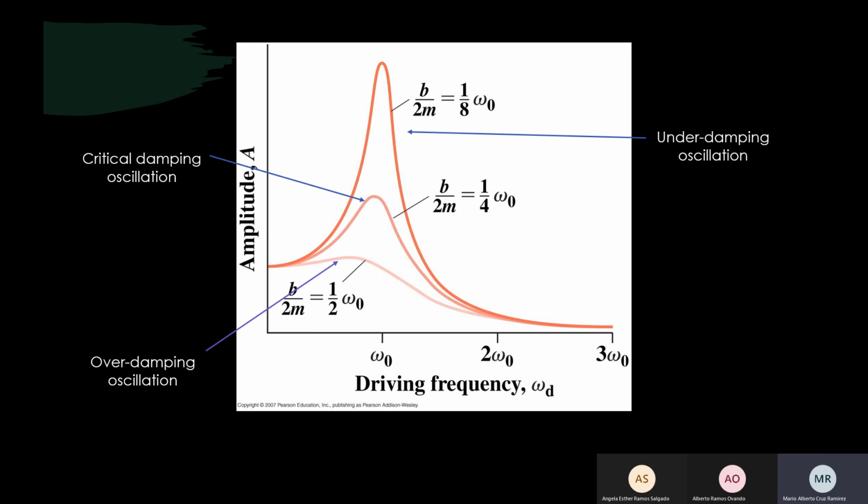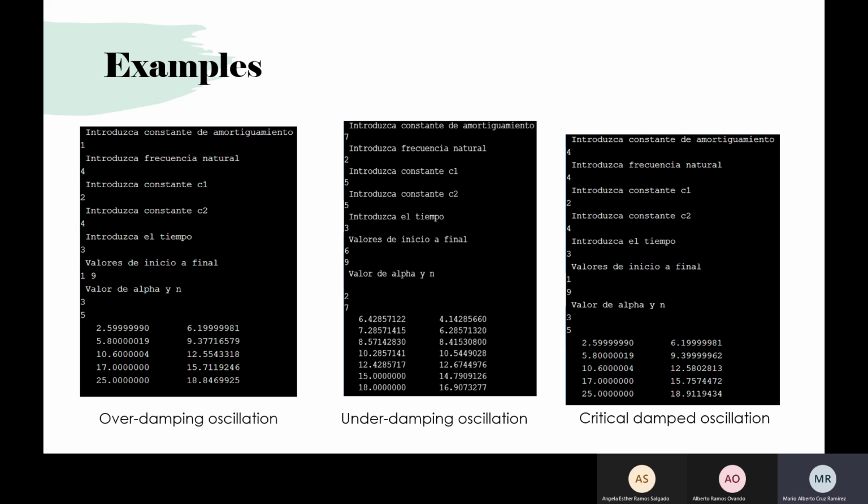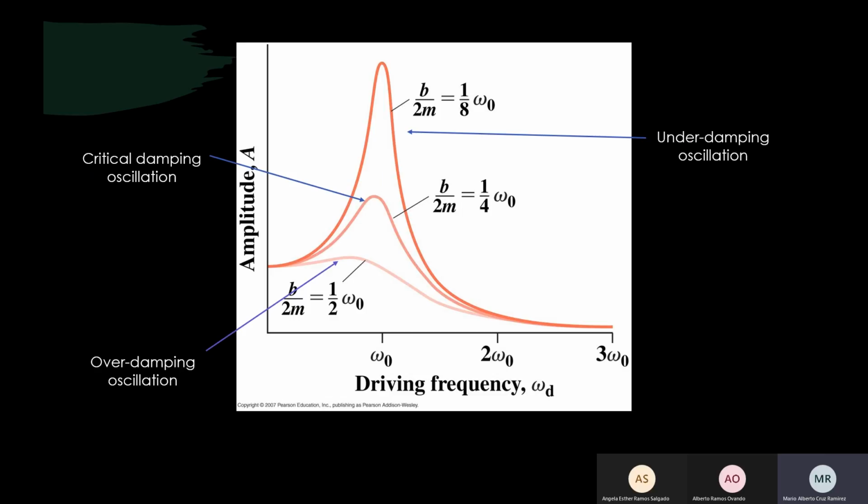This example is for 1/2 times omega 0 in this graphic, for the first line. The second is for the other damped oscillation, in this case beta is 7 and omega is 2, with the results. In the graphic, it is for 8/8 times omega 0.